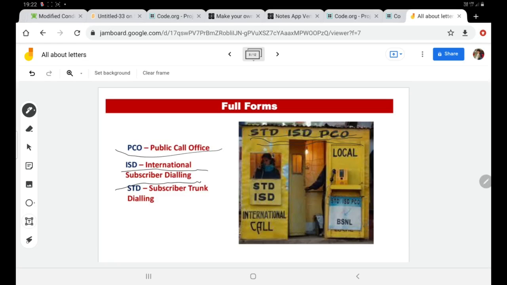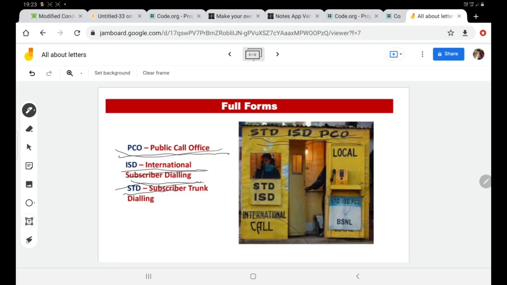International subscriber dialing, like we are in India and we need to call Canada, Australia, China. So we need to use international subscriber dialing. I forgot to tell you, in public call office we also needed to give some money. And international subscriber dialing means we are in India and we need to talk to other countries like Canada, Australia, and China. So we use ISD, international subscriber dialing.